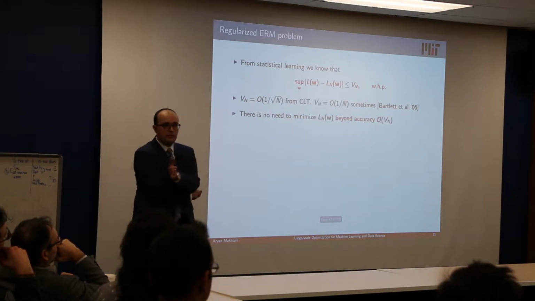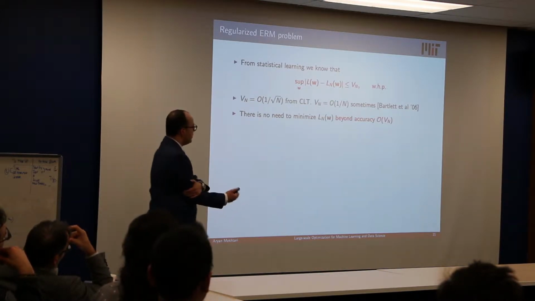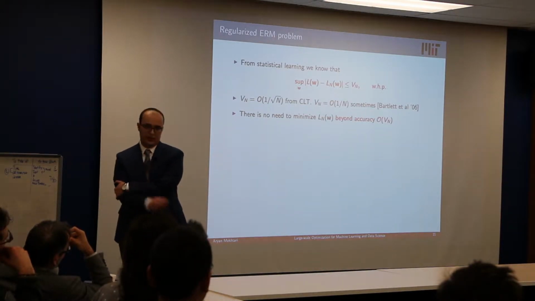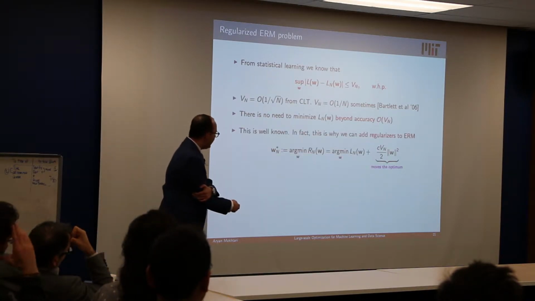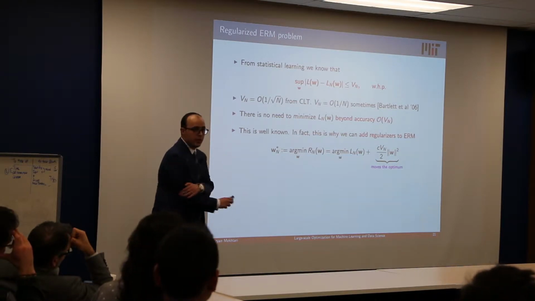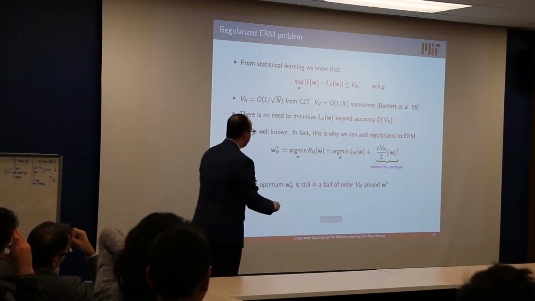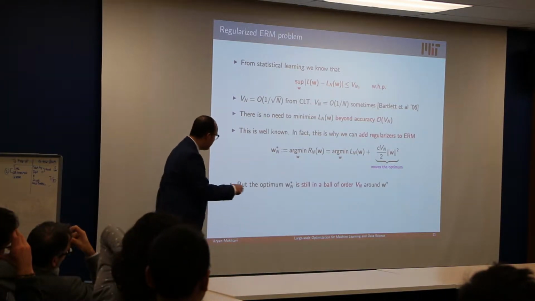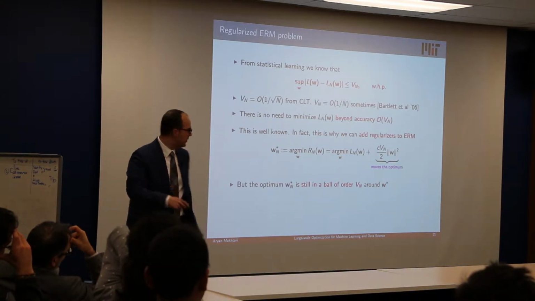So this simple observation means that there is no need to solve the empirical risk minimization problem beyond the statistical accuracy, which is Vn, right? And also, if my problem is convex, I can add a regularization term of order Vn to the objective function. It's going to move this solution, but it's not going to move the solution more than order Vn. So it means that the solution of this regularized problem is still in a ball of order Vn away from the solution of expected risk minimization.